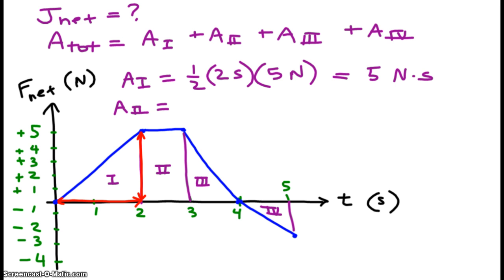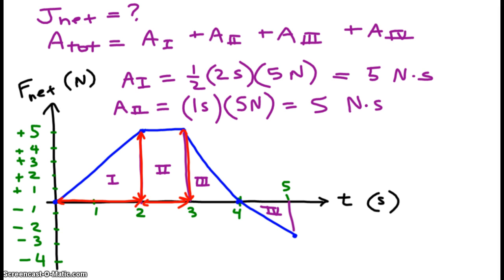We have to find the area of shape 2. That's a rectangle. A rectangle has area equal to base times height. What's the base of the rectangle? Well, it goes from 2 to 3 seconds. So that spans a time of 1 second as the base. The height is from 0 up to 5 newtons. And I multiply these together to get 5 newton seconds.